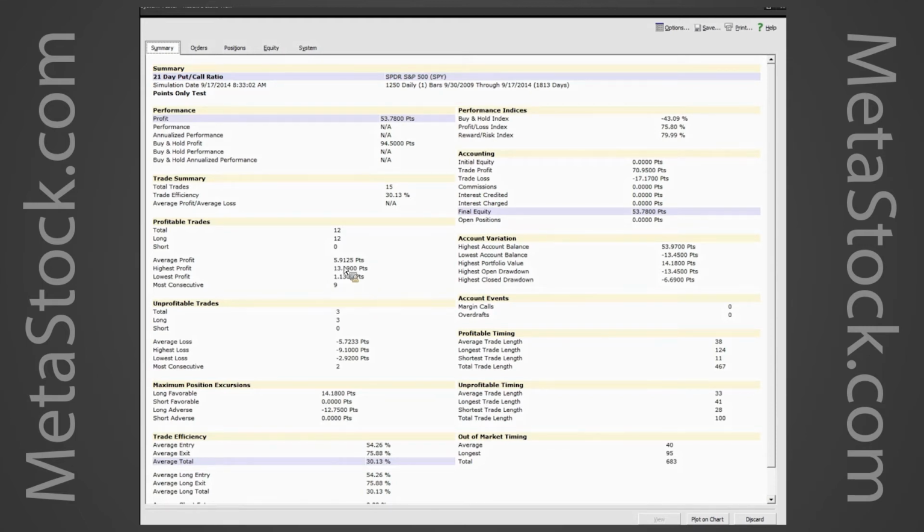The average profit is just slightly under 6 points, and our average loss is almost the same. So the profit is coming from the number of profitable trades being greater than the number of unprofitable trades. Now, looking at this, I can see that if I had bought and held the SPY, I would have made more.